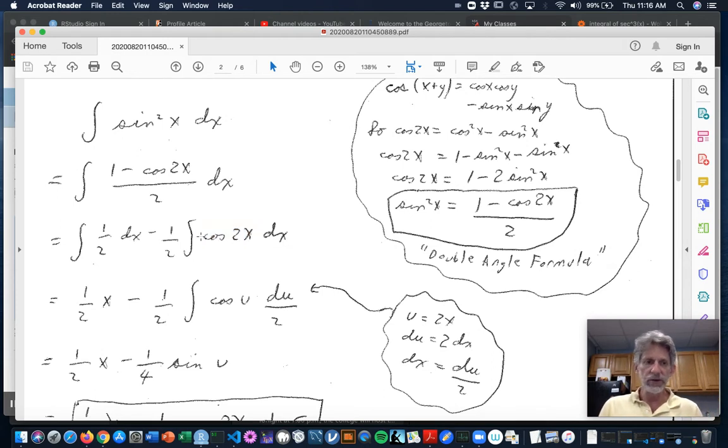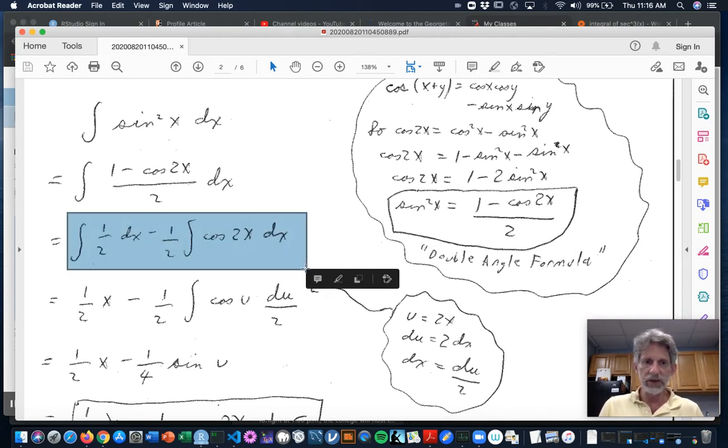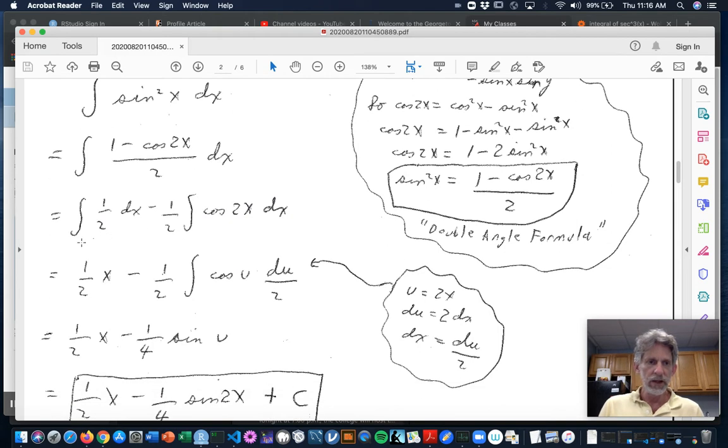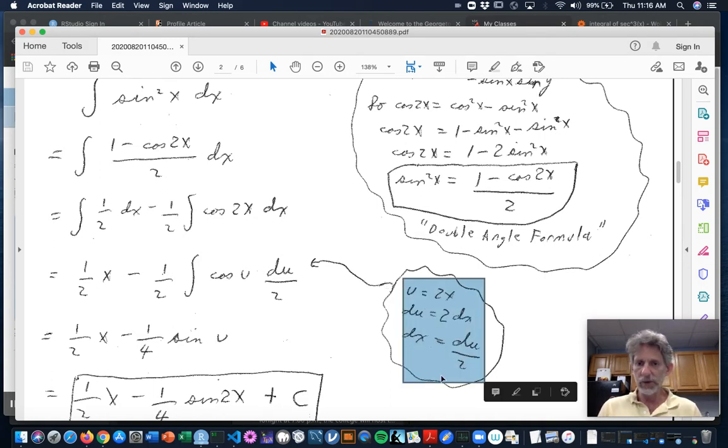And integral of difference is difference of integrals. We're left with these two integral problems. The first one's pretty easy. It's just going to be 1/2 times x. The second one, I might need to think about a u substitution.